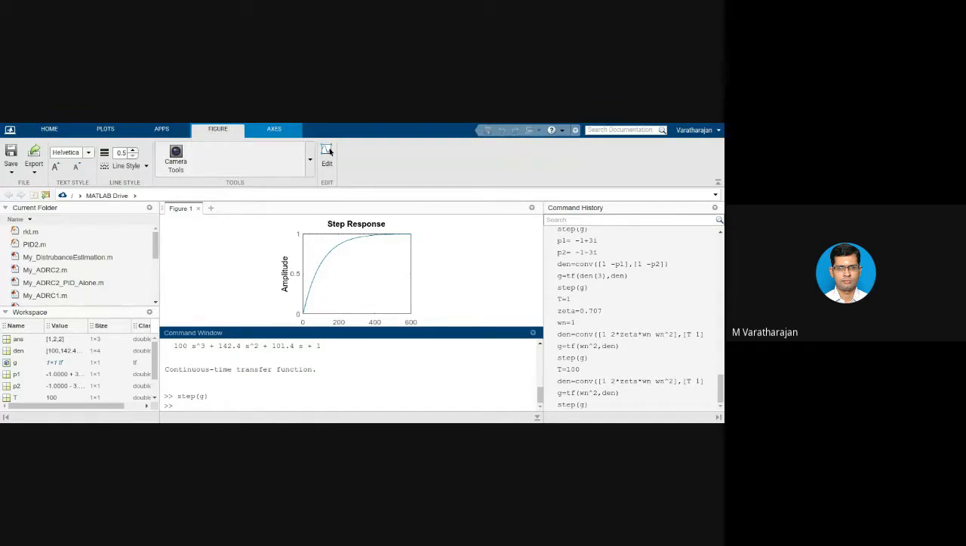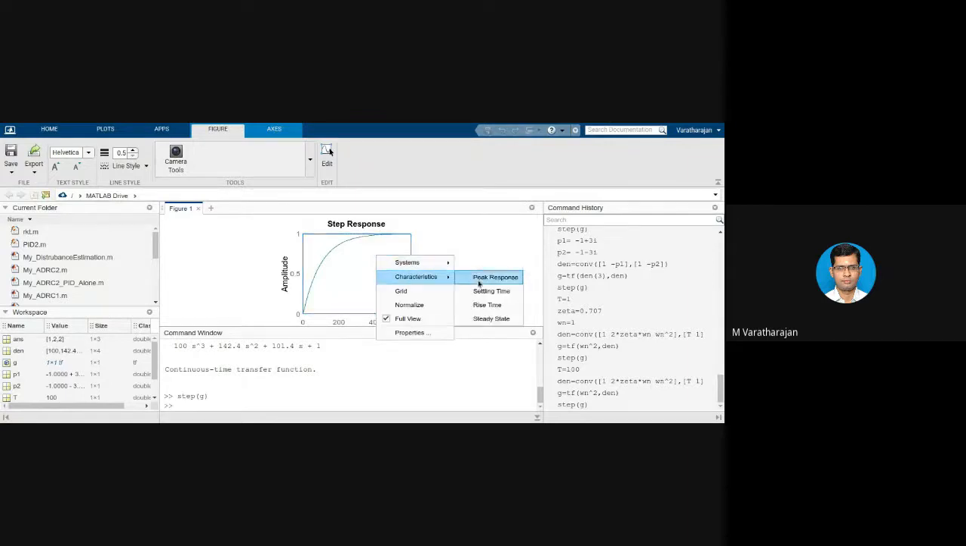Why? Because if you put T equal to 100, the pole position will be minus 1 by 100, which is minus 0.01, and approximately it will take 400 seconds to settle. If I check the settling time, it will be around 391 seconds.